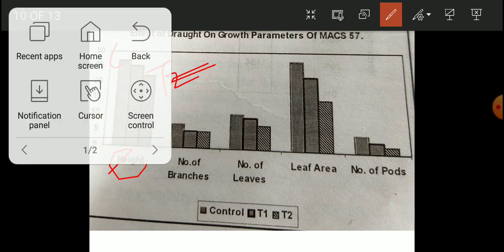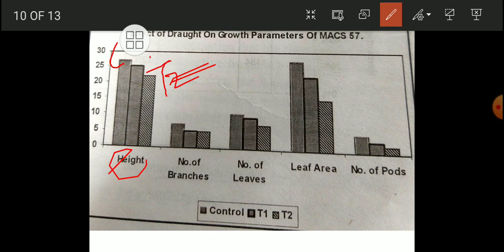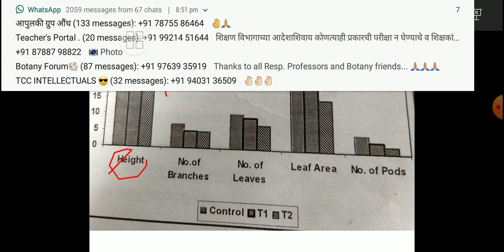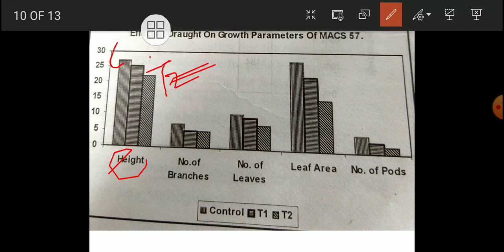Comparison of the same variable: we took height, but two varieties, and to compare that one we have taken the control. So we can say with the help of this bar diagram, multiple bar diagram, that the control plants which are grown in control have more height as compared to the T1 variety, first variety, and T2 variety of wheat.